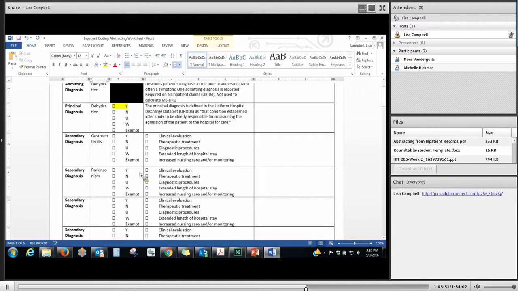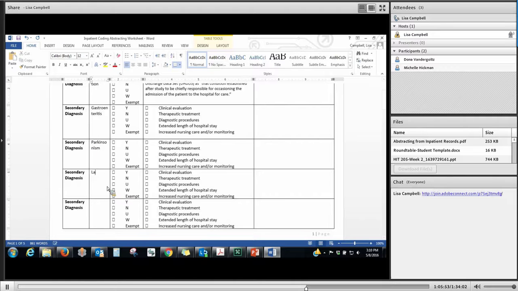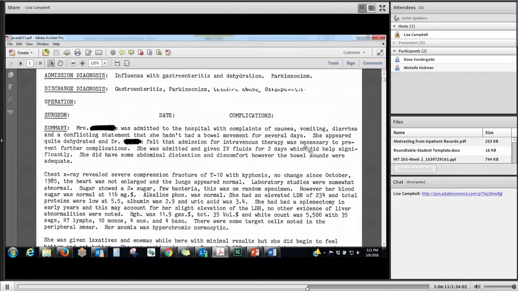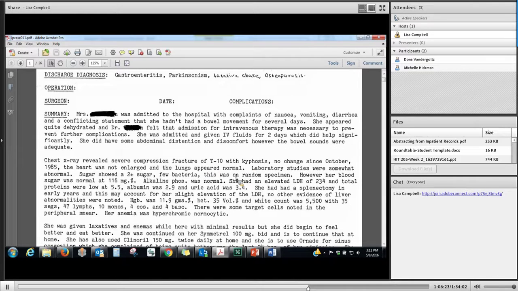Okay. The doctor also mentioned that the patient has a laxative abuse. He also mentioned that the patient has osteoporosis. And in the actual note, the doctor mentions that the chest x-ray revealed a severe compression fracture with kyphosis. So you've got to first know what a compression fracture is.